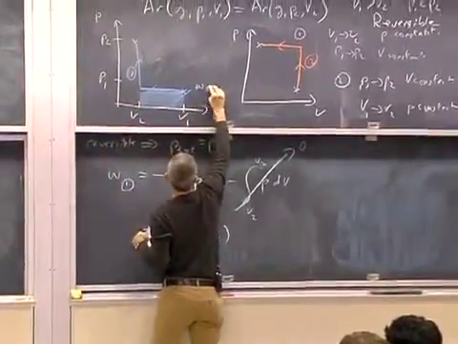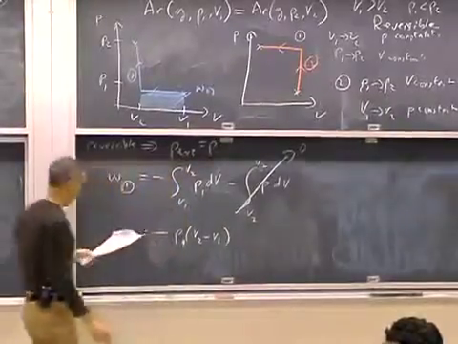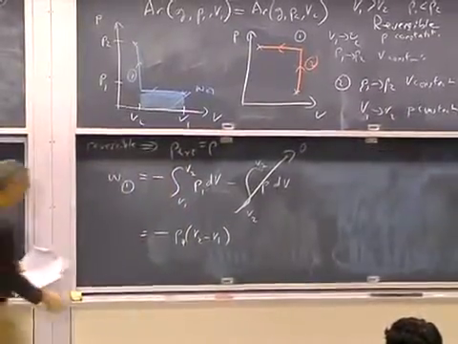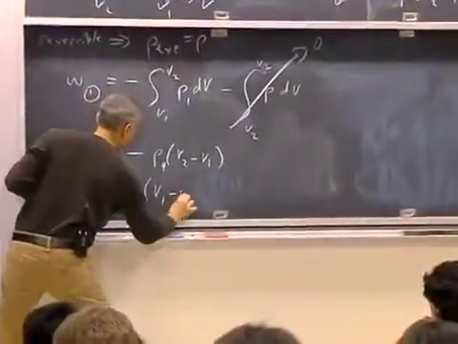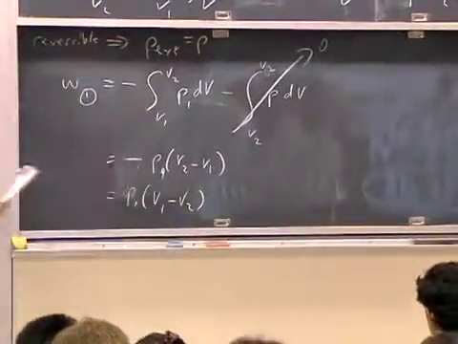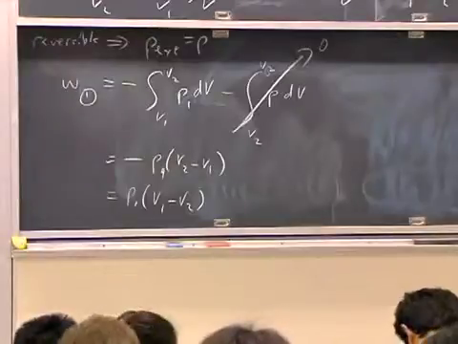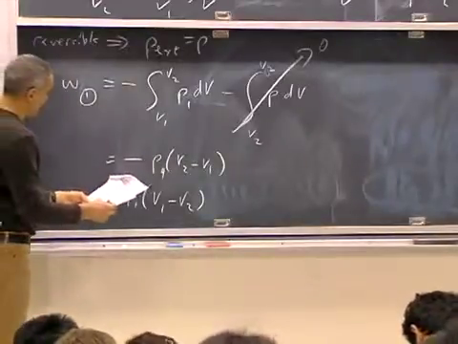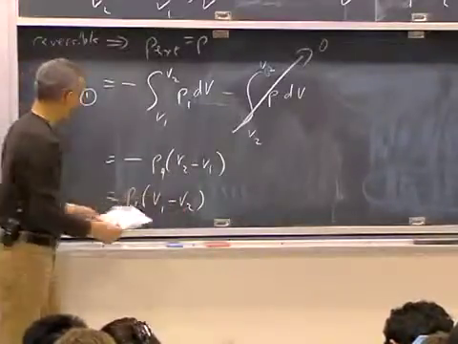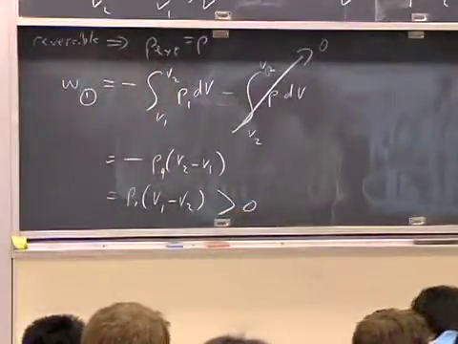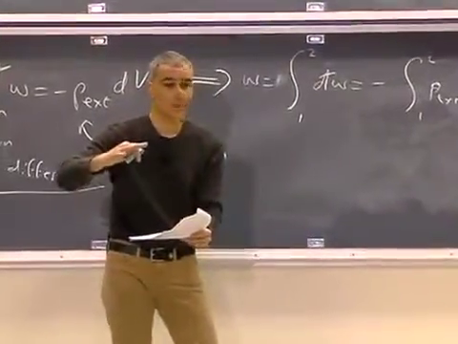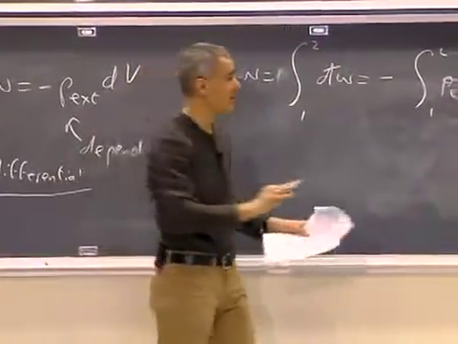This is W1 here. Okay, I can rewrite this as P1 times (V1 minus V2) and get rid of this negative sign here. Now, V1 is bigger than V2, so this is positive. Right. So I am compressing. I'm doing work on the system. It's positive work. Everything follows our convention.